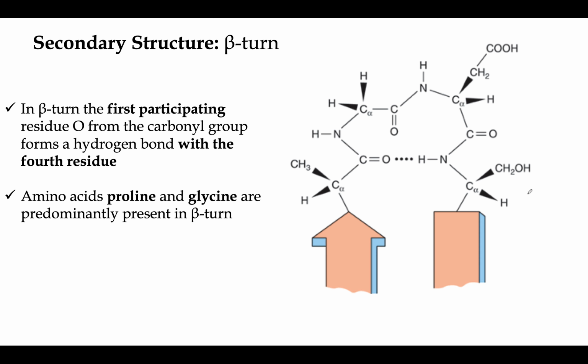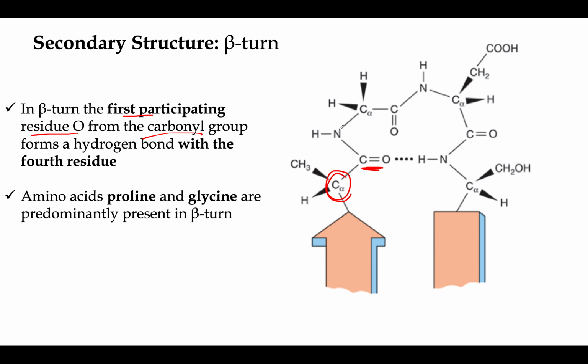Now, there is another type of secondary structure which is called a beta turn. In beta turn, what happens is the first participating residue, oxygen, from the carbonyl group. So this is C alpha. Remember, we talked about alpha carbon. This is the oxygen from the carbonyl group.